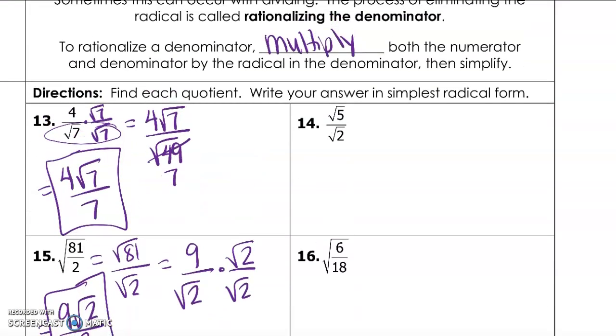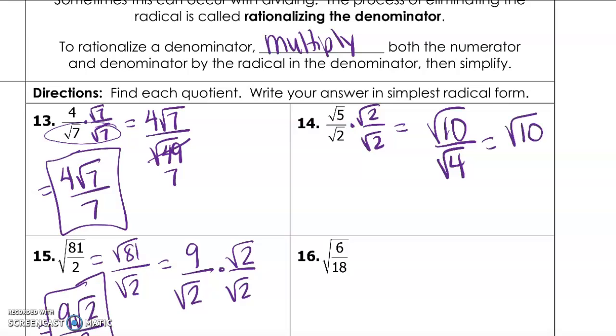For 14, I can't simplify, so right away I do square root of 2 and square root of 2. That gives me square root of 10 over square root of 4, which is square root of 10 over 2. Again, if you can skip this step and just remember that square root times square root will give you whatever is underneath. So square root of 2 times square root of 2 just gives us 2.